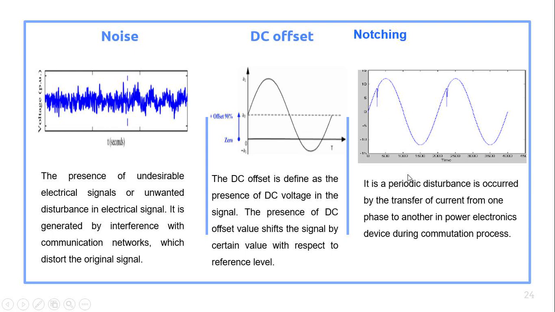Notching. It is a periodic disturbance caused by the transfer of current from one phase to another in power electronic devices during the commutation process. During the commutation process, such a notch appears in the signal.